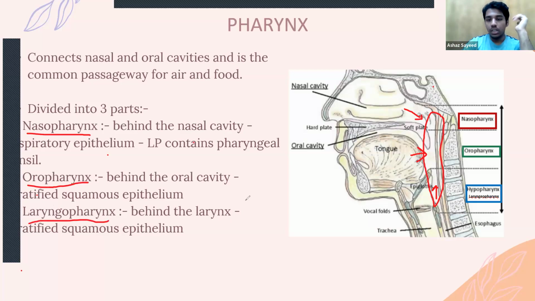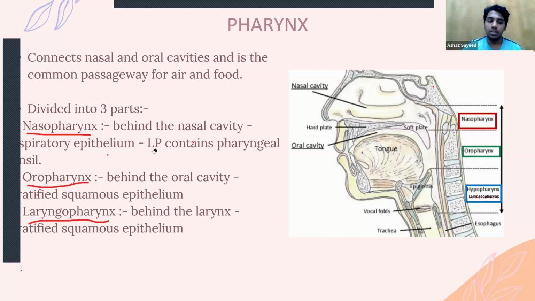The pharynx overall is divided into three parts. We have the nasopharynx, just by the name, which is behind the nasal cavity. The oropharynx is behind the oral cavity. The laryngopharynx is behind the larynx. The nasopharynx has respiratory epithelium. The oropharynx and laryngopharynx have stratified squamous epithelium. Just know that. That's it.